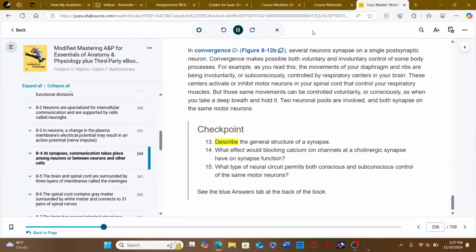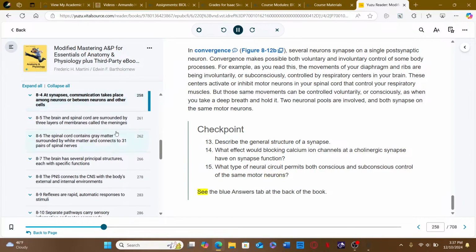Checkpoint. Describe the general structure of the synapse. What effect would blocking calcium ion channels at a cholinergic synapse have on synapse function? What type of neural circuit permits both conscious and subconscious control of the same motor neurons? See the Blue Answers tab at the back of the book.